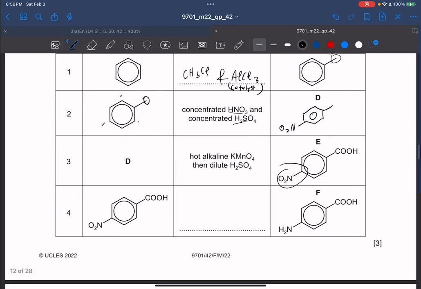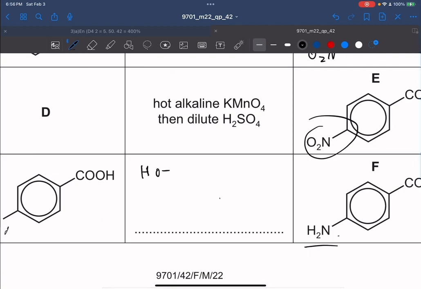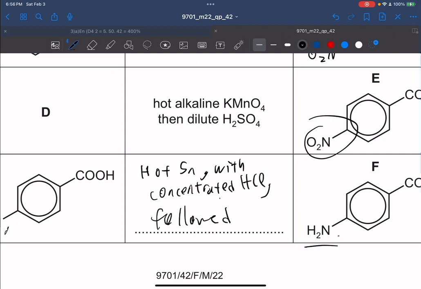Okay, so one last question to fill out here. Basically it's asking how you can convert from nitro to an amine, and how you're going to do that is you're going to do hot tin with concentrated HCl followed by NaOH.